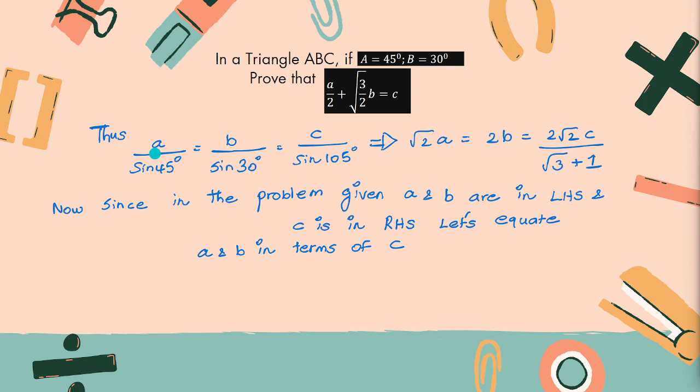So thus, when we input all the values into our sine formula, we get a over sine 45 equals b over sine 30 equals c over sine 105, which equals root 2 a equals 2b equals 2 root 2 c over root 3 plus 1 when you plug everything in. Now, since in the given problem a and b are on the left-hand side and c is on the right-hand side, let's express a and b in terms of c, so we can get equivalent left and right hand sides.